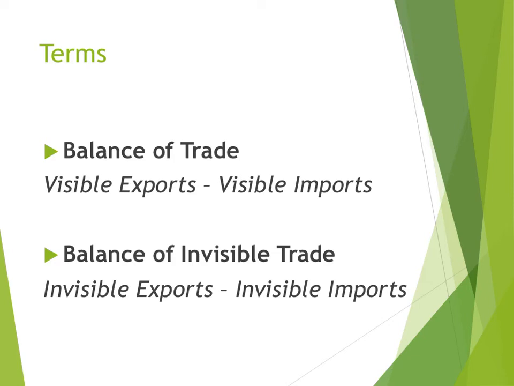Hey guys, so today we're just going to go through the balance of payments and then some key terms as well. So first of all, starting off, the balance of trade is basically the visible exports minus the visible imports, and the balance of invisible trade is the opposite: the invisible exports minus invisible imports.